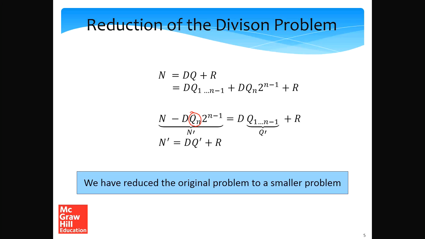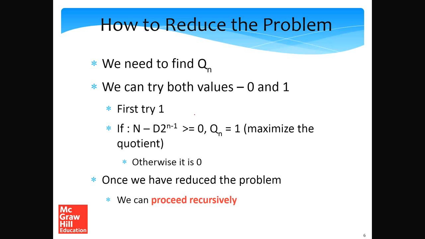So let's see. How do we reduce the original problem to a slightly smaller problem? So what is the main issue? The main issue here that is bothering us is how to find Qn, the nth bit, the most significant bit of the quotient. How is that to be found? So let's think of it. It's simple, but let's look at it from a distance. The nth bit of a quotient is after all a single bit, right? So if it's a single bit, how many values can it have? It can have only two values, 0 and 1.